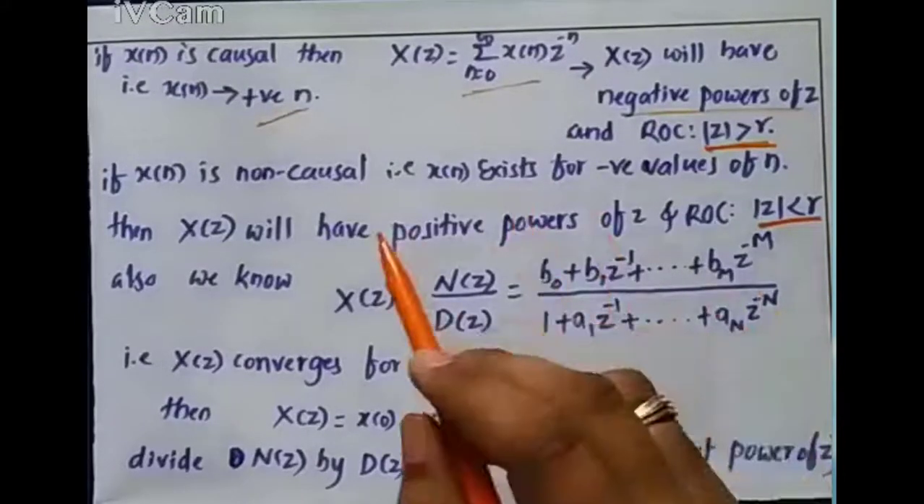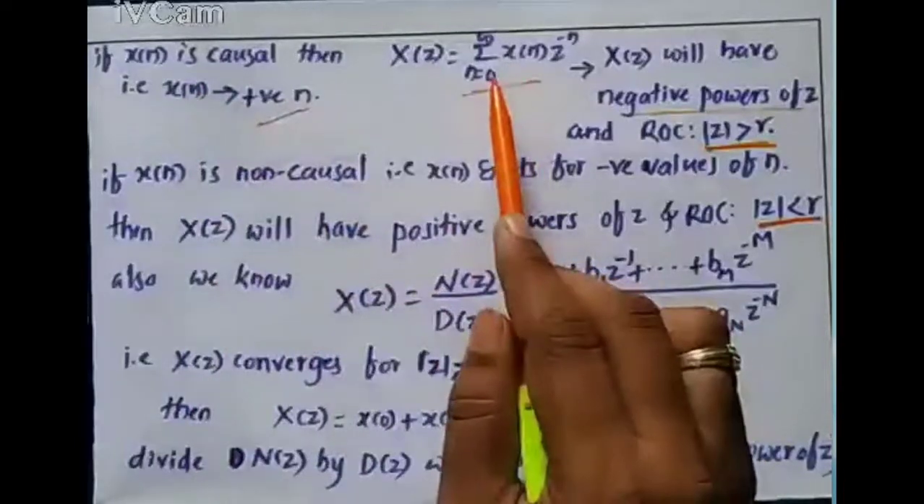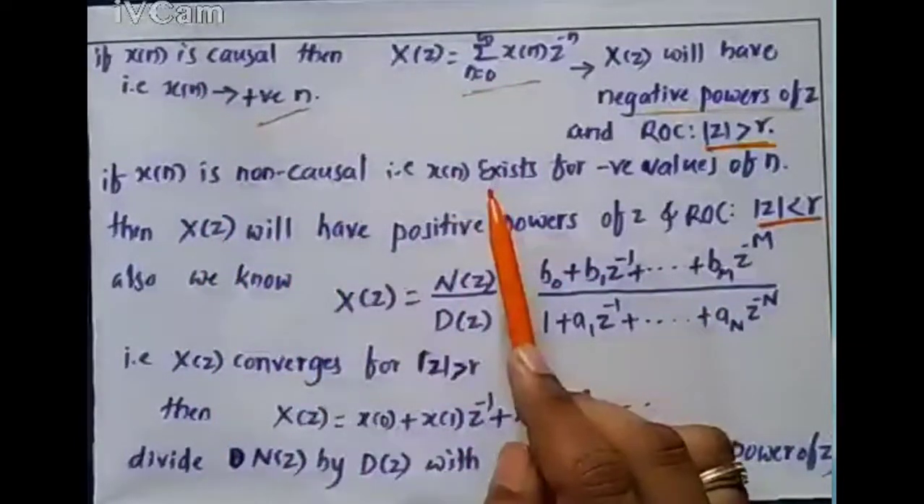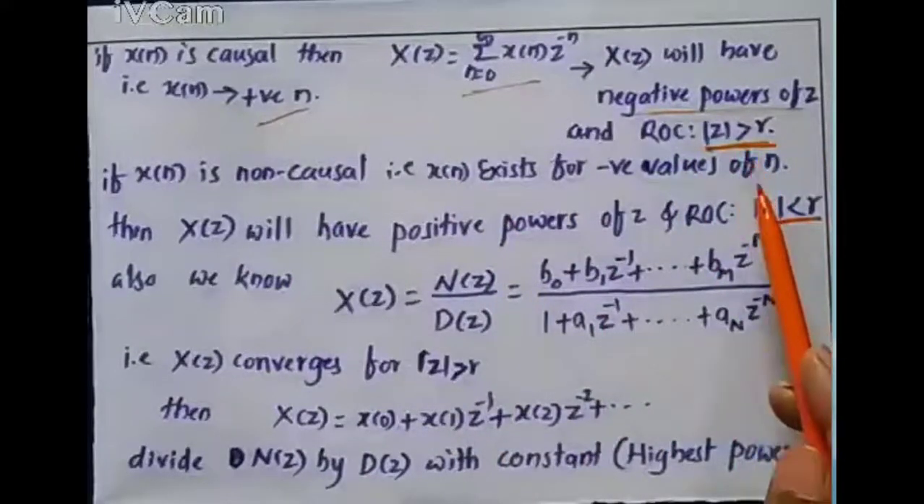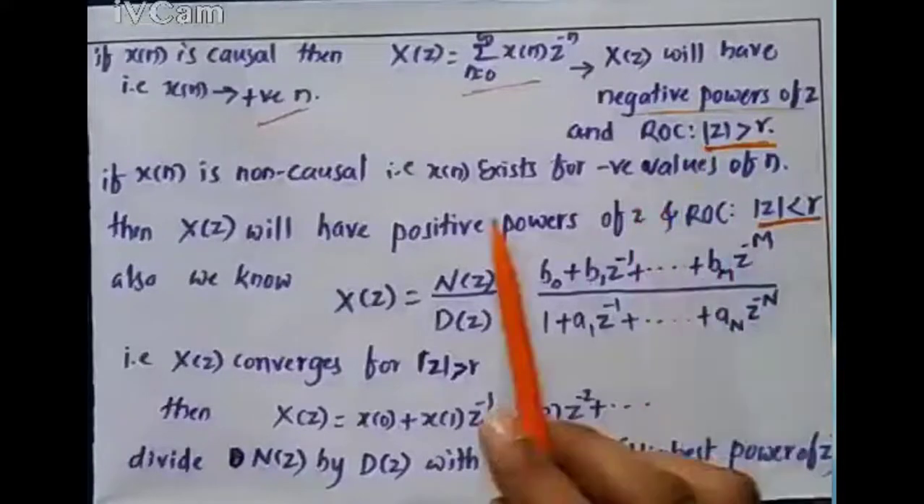I hope you understood the concept of what x of z will be for a causal sequence and what x of z will be for a non-causal sequence, corresponding to what will be their ROC and what will be the powers of z correspondingly.